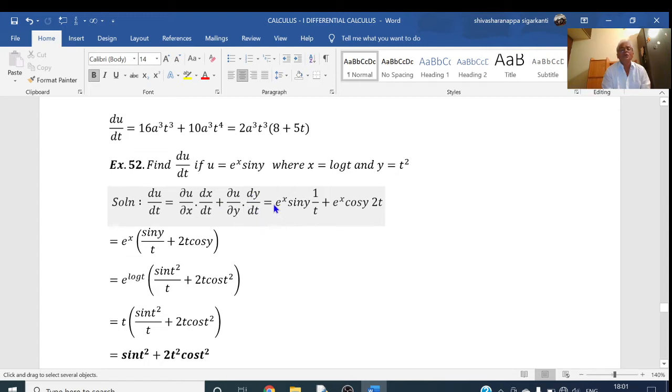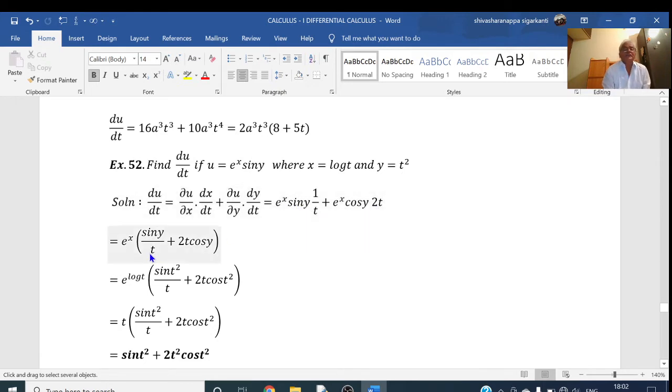This is equal to, what is dou u by dou x? u equal to this. If I differentiate this with respect to x, sin y is a constant quantity, e raised to x derivative is e raised to x. This is dou u by dou x into dx by dt. x is equal to log t, therefore dx by dt is 1 by t, plus dou u by dou y. Differentiating u partially with respect to y, e raised to x is a constant quantity, sin y derivative is cos y into dy by dt. So y equal to t square, therefore dy by dt equal to 2 into t.